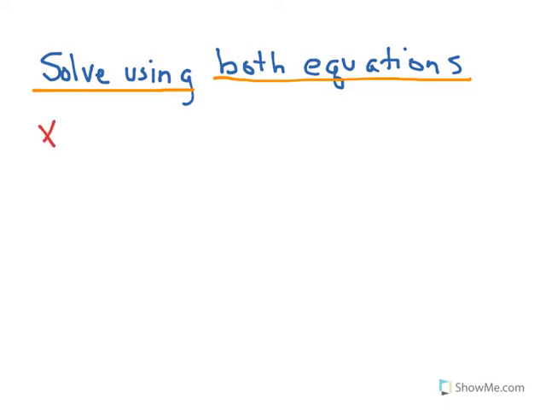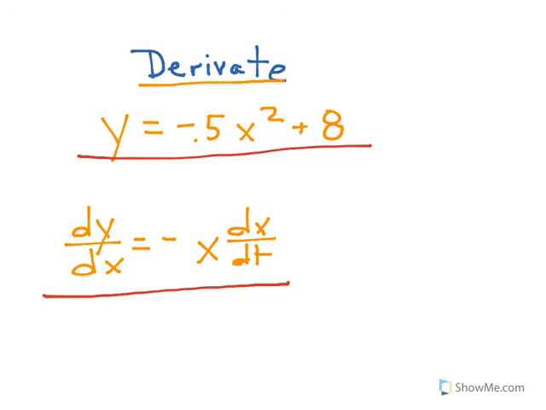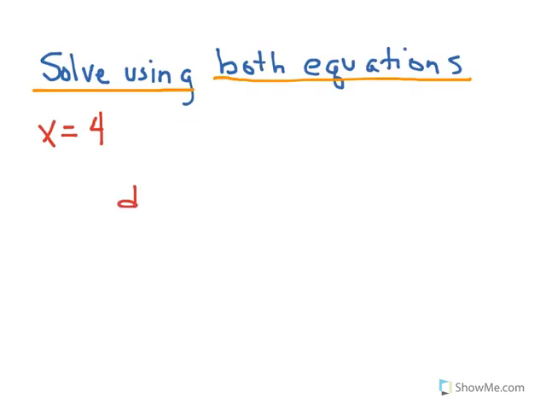They told me solve when x equals 4. And my derivative equation is dy/dt equals negative x dx/dt, and that's what it's equal to. Do I need to know y to find this rate? The answer is no, because I don't see y there. So I know dy/dt.